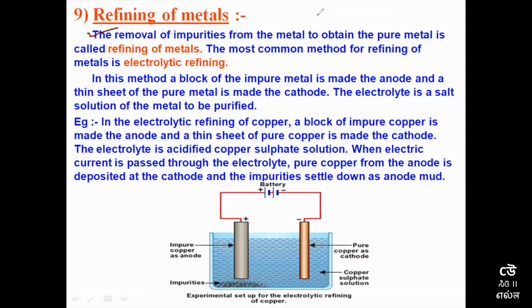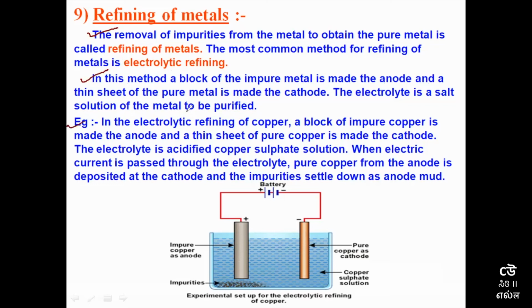The most common method for refining of metal is electrolytic refining. That means with the help of electricity, we are going to remove all the impurities so that we could get pure metal. In this method, a block of impure metal is made the anode, and a thin sheet of pure metal is made the cathode. An electrolyte is a salt solution of the metal to be purified.